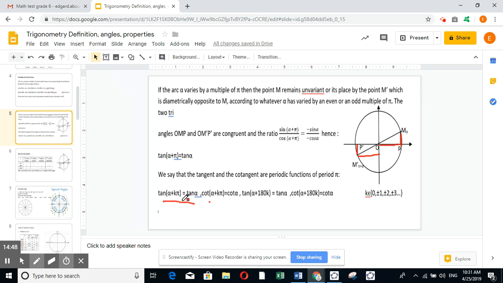I mean here, tangent alpha plus 180 degrees is the same as tangent alpha, or tangent alpha plus 3 pi is the same as tangent alpha. Cotangent alpha plus 7 pi is cotangent alpha. Cotangent alpha minus 2 pi, minus 3 pi, minus 4 pi, minus 5 pi, minus 6 pi, all are the same, which is cotangent alpha.